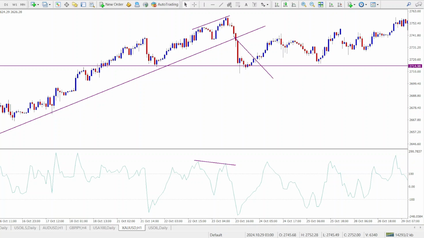Now, thirdly, do not use too many indicators. While it is great to combine different tools with CCI divergence, do not overload your charts with too many indicators. Keep it simple and focus on the most important ones.